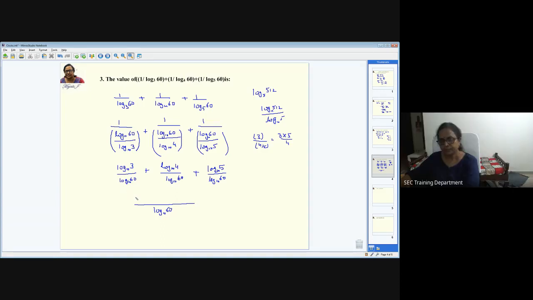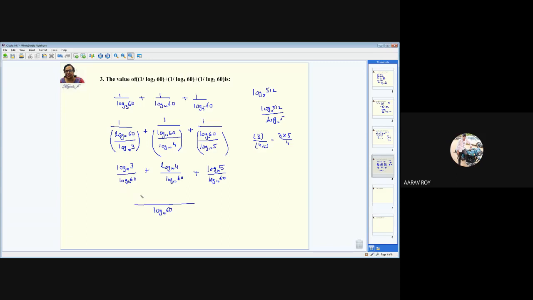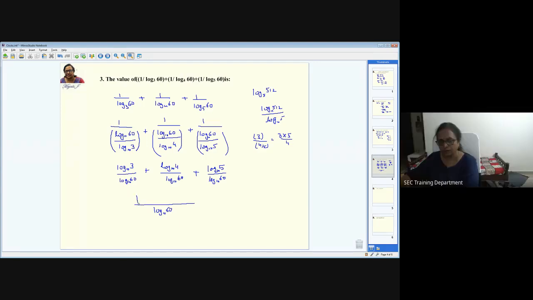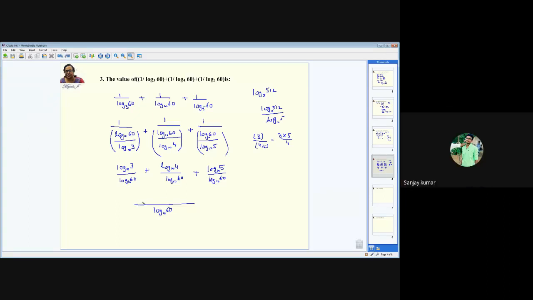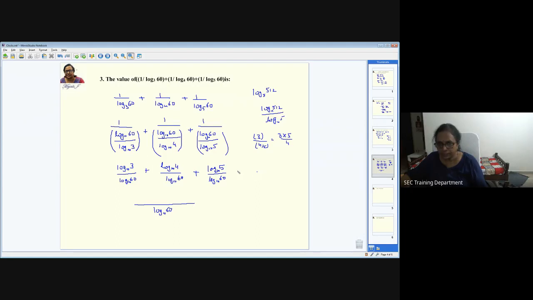What will come here? Sanjay, Aditya, Praveen, who else is it? Ajay. Log 60, log 60. How will it come here? When you are taking, this is only logarithm.